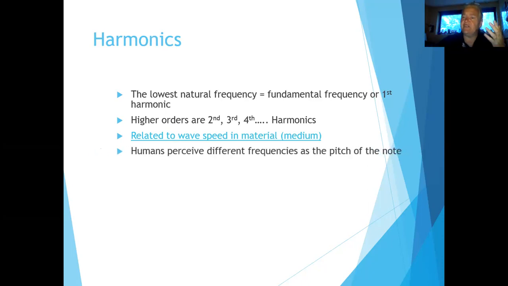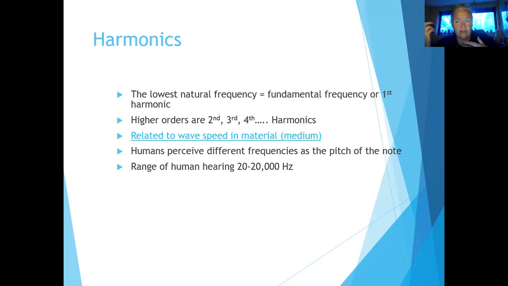How we perceive these different harmonics is as different frequencies or different musical notes. Now, we know the range of human hearing is about 20 hertz to about 20,000 hertz. Below that, we call that infrasonic, and above that, we call ultrasonic. So like an ultrasound is a frequency that is above the range of human hearing, but it's still a sound wave. It's just not one we can detect.